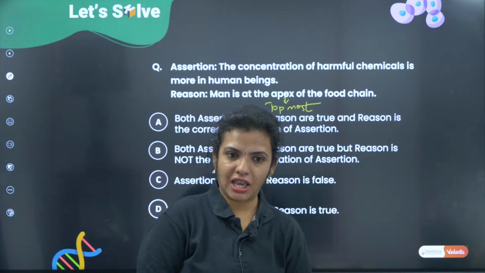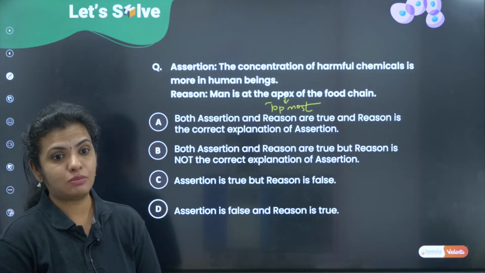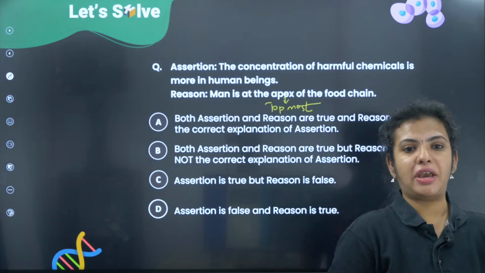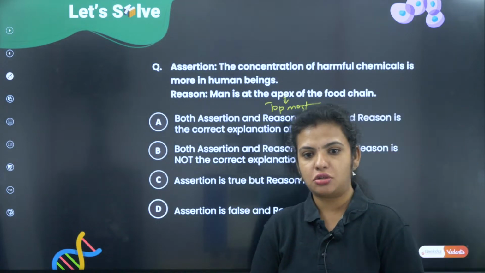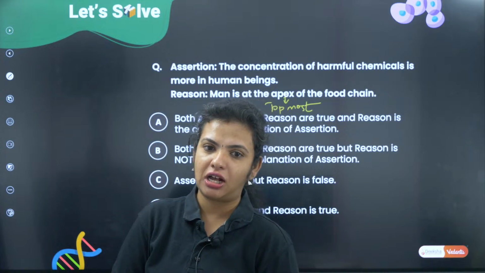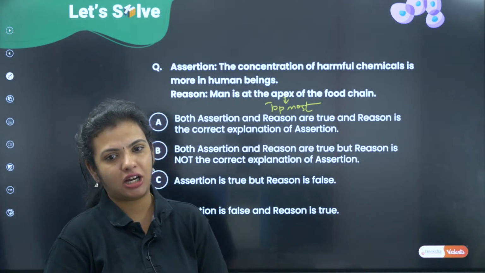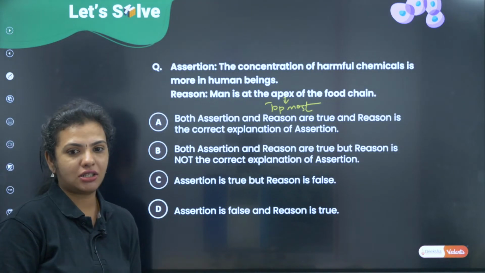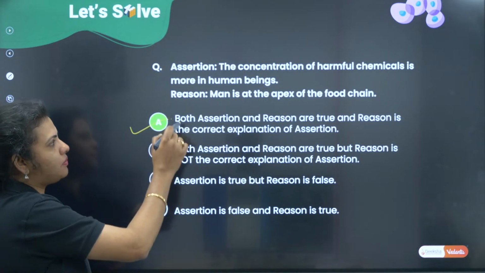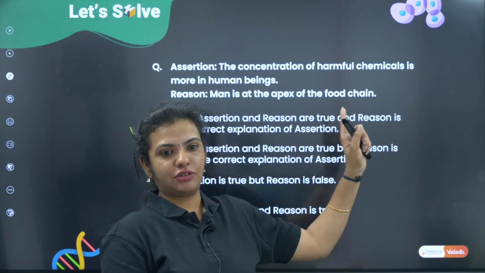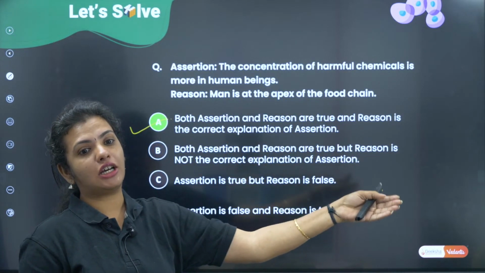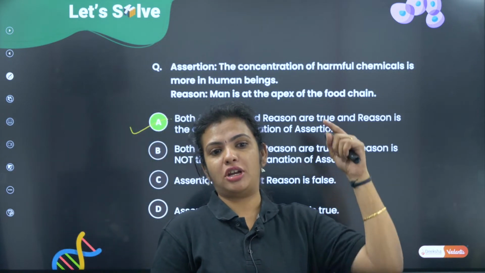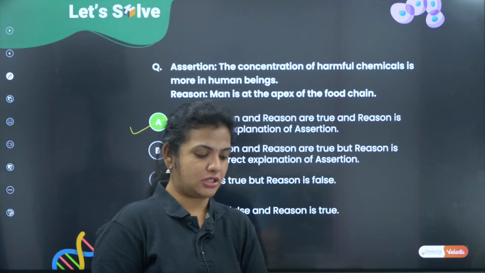Okay. So the assertion is saying the concentration of harmful chemicals is more in human beings. The reason is saying man is at the apex of the food chain. Okay. So we have Sumuk, Viksha, Netra who have all given us the correct answer. Correct? Yes, Gautami. So that's going to be option A. The reason gives you the explanation. As we go higher, the accumulation of toxic materials increases and it's going to be highest in human beings because we are occupying the topmost part of the trophic level. Alright.